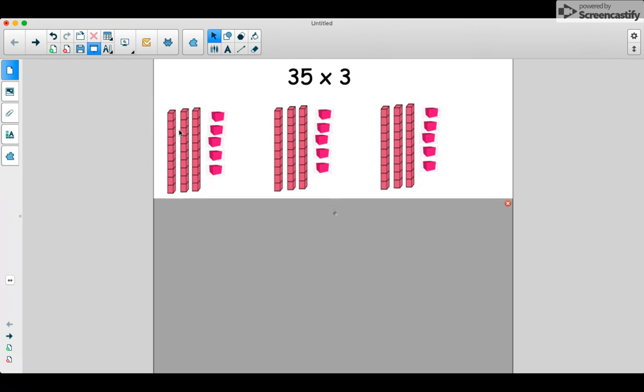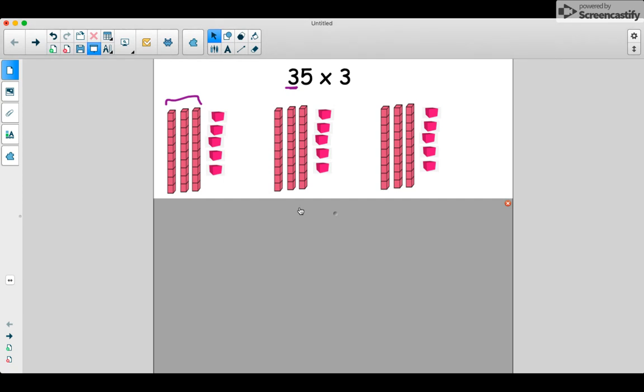So I have 3 10s, that's my 30, right? These 3 represent this part of the number because the 3 is in the 10 spot. So I have 3 10s and 5 1s, so that's 35 3 times. So 3 groups of 35.